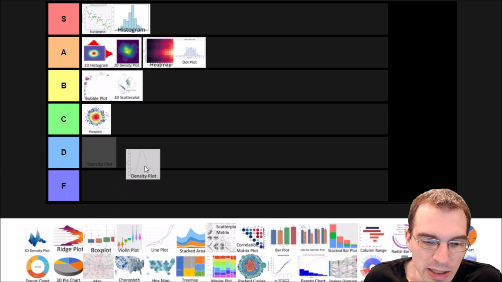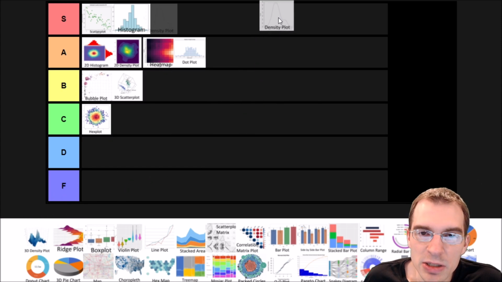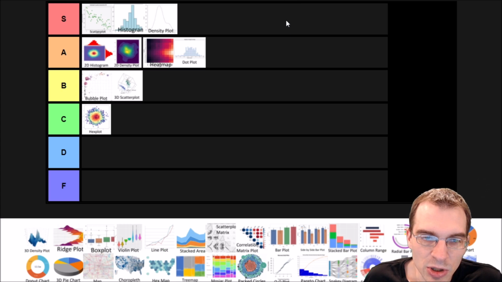Now we have the density plot. This is similar to a histogram, except you're not going to have discrete bins. It's kind of a continuous curve. I'm going to put that up at S tier also. Two different ways of looking at a distribution. I think the histogram is a bit better, so I'm going to keep that one above, just because the density plot, the y-axis, it's not always clear exactly what that means because it's a density instead of a count, but it's something that's used a lot and is pretty useful.